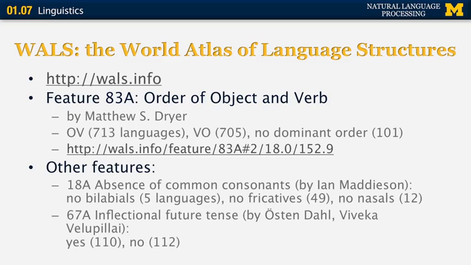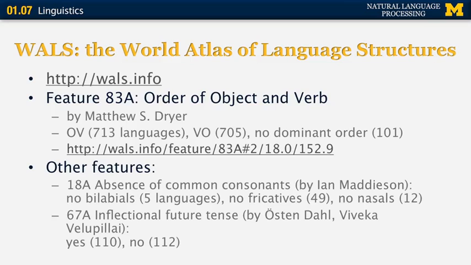Some of the other features that are covered in this database are features 18 and 67. So 18 is the absence of common consonants. It turns out that in the database, 5 languages have been enumerated as having no bilabial sounds, 49 have no fricatives, and 12 have no nasals.